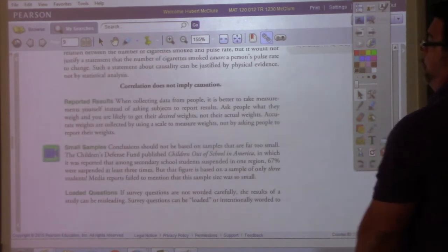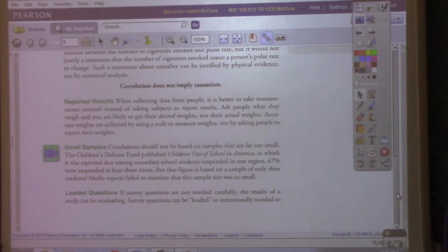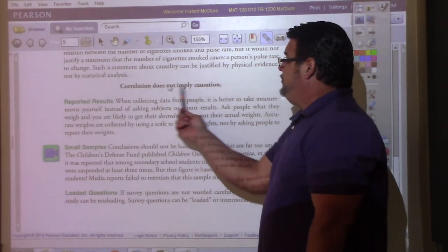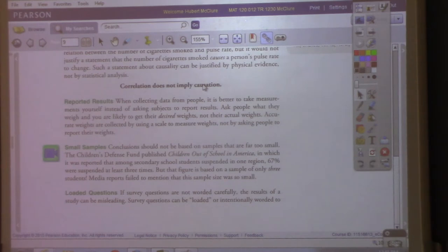Okay, correlation. Write down correlation. And write down correlation does not imply causation. In other words, correlation means that you can look at data and you can predict something from that data. Meaning, if you look at the data and 90% of this, you see a slant going down this way, then you can pretty much predict that you have a negative correlation.